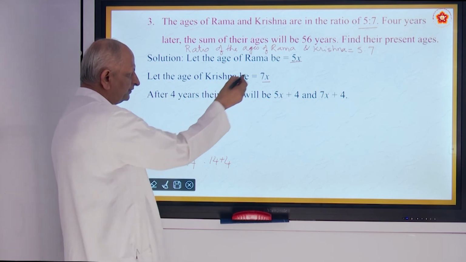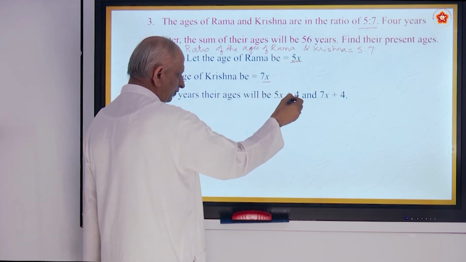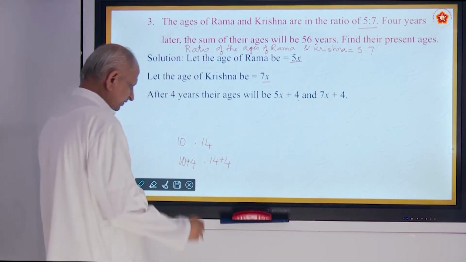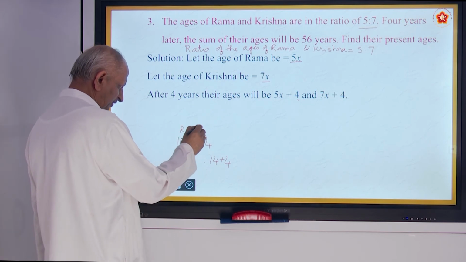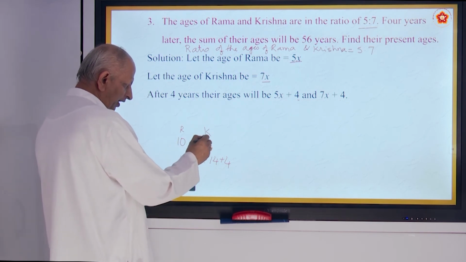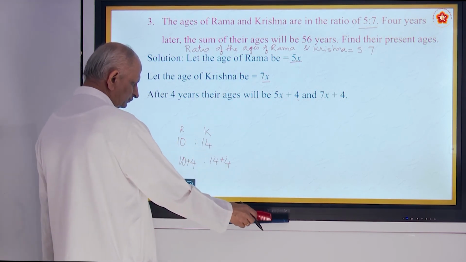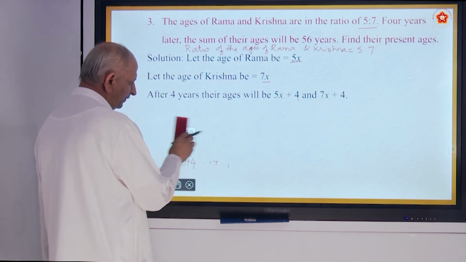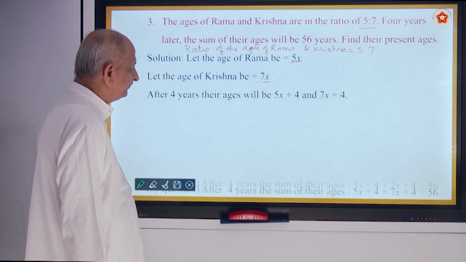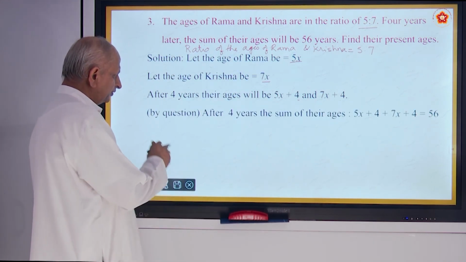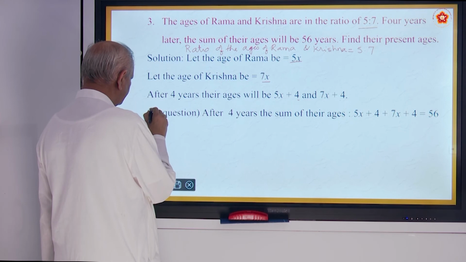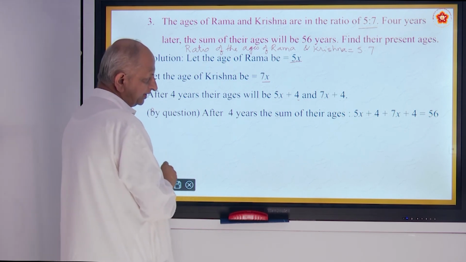After 4 years, the ages will be 5x plus 4, that is of Rama, and 7x plus 4, that is of Krishna. Suppose this is Rama and this is Krishna; after 4 years 10 plus 4, and 14 plus 4, correct? And you are given that after 4 years the sum of their ages is 56. So by the question you are given that it is 56. That is the equation you are getting now.